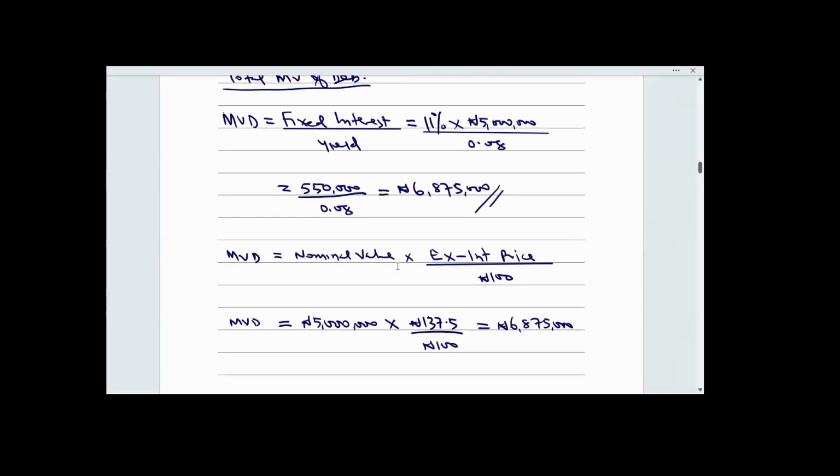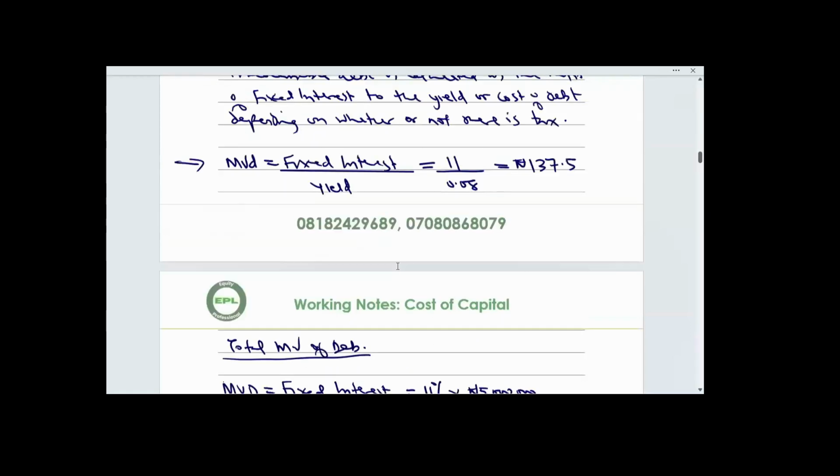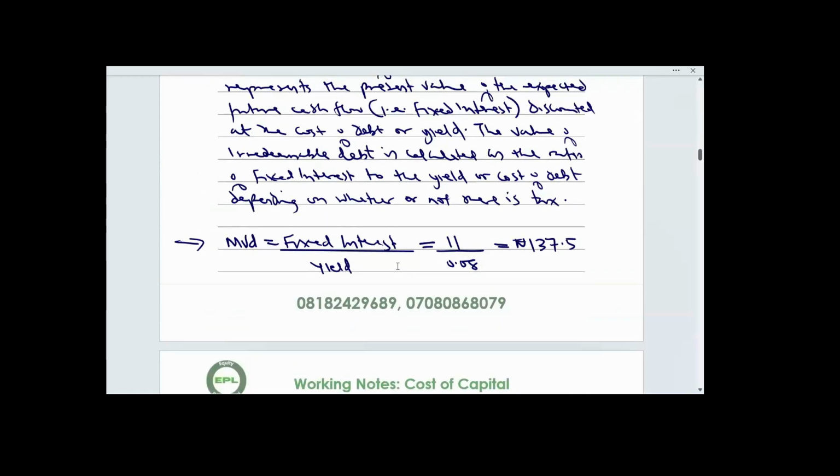All right then. So as you can see, if the examiner asks you to calculate the total market value of debt, these are the ways you can do it. But when you're asked to calculate the unit value or value per unit, this is the formula, this is how you are supposed to do it. All right, so let's move on.